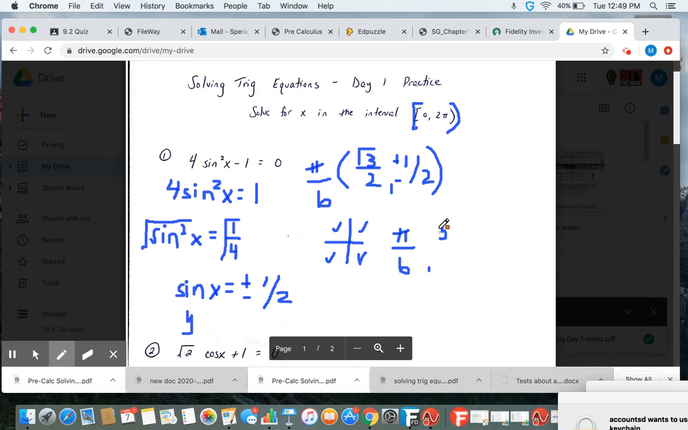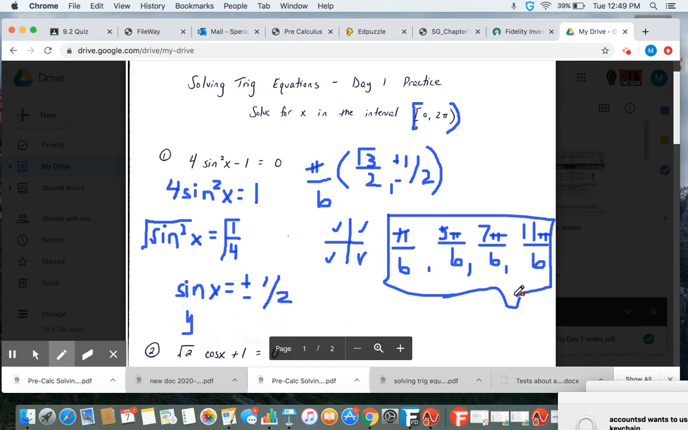5 pi over 6. In quadrant 3, you have 7 pi over 6. And finally, in quadrant 4, 11 pi over 6. Now, if you don't remember them exactly, hopefully you remember the whole idea of 1 more than or 1 less than, right? So these 4 angles are our answers. Okay, we'll box them in there.